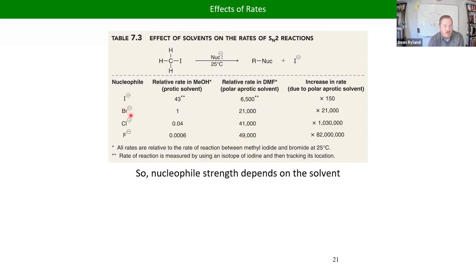This is all relative to bromide acting as a nucleophile in methanol, which is protic. DMF, dimethylformamide, is the same level of polarity as methanol. But the rate happens 20,000 times faster for bromide because it's aprotic. Because we can't stabilize the bromide very much. It'll dissolve a little bit, but it's not going to be so stable that the bromide can't get in there and act as a nucleophile.